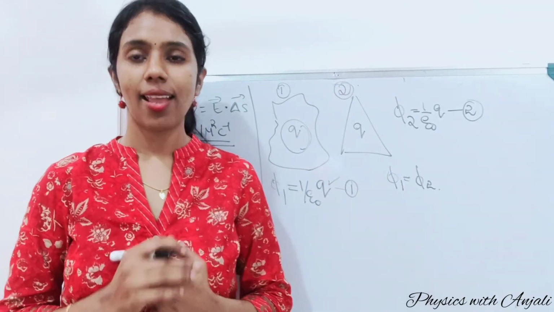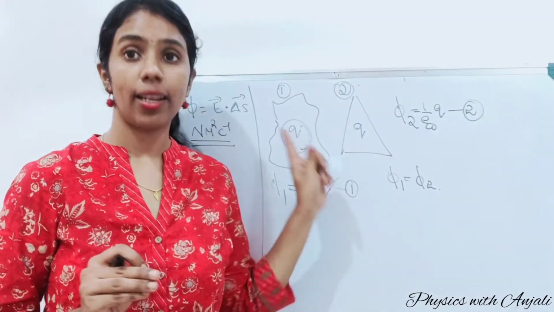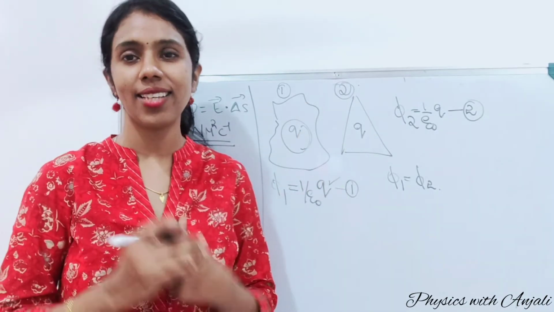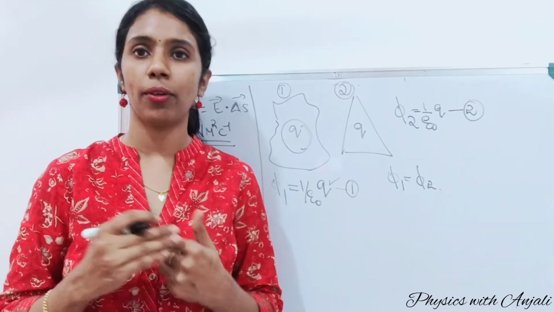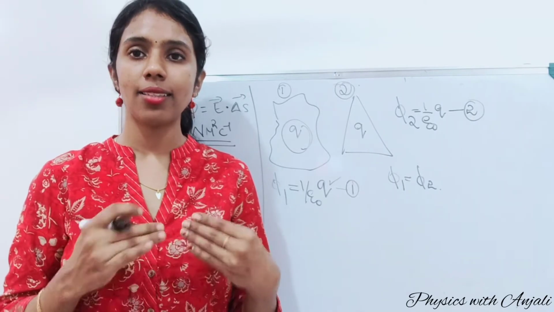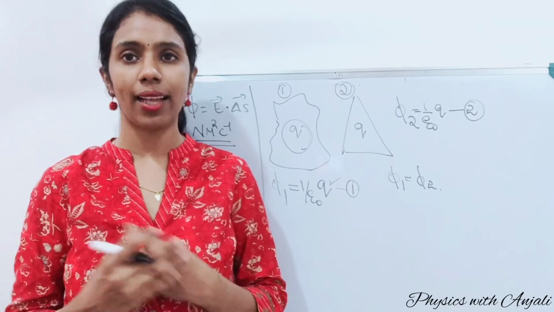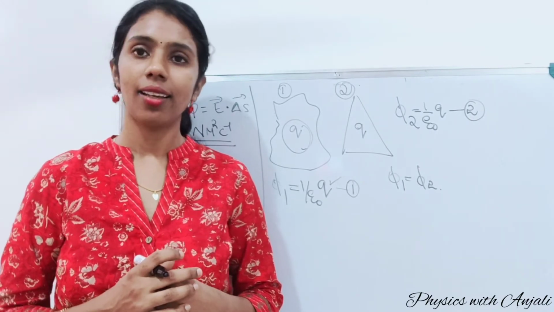Why? Because the electric flux only depends upon the charge enclosed by the surface. It never depends upon the size or shape of the surface. Whatever size or whatever shape, if the charges enclosed by the surfaces are of the same magnitude, then the electric flux passing through those surfaces will be equal.